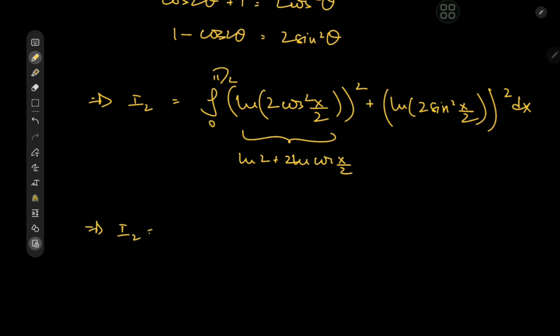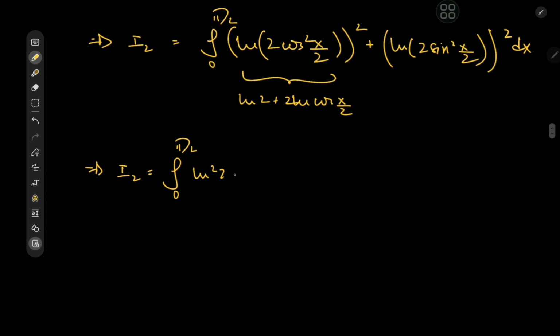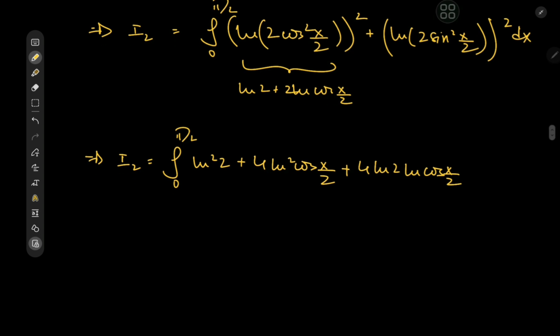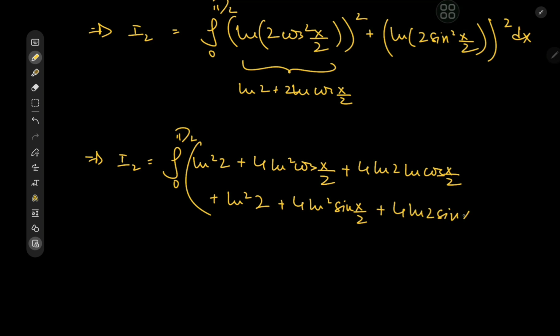And this means that I sub 2 equals the integral from 0 to pi by 2 of log square 2 plus 4 log square cosine x by 2 plus, it's going to be 4 times log 2 log cosine x by 2. And then we have a lot of other stuff. We in fact need another log square 2, then we need 4 log square sine of x by 2 plus 4 log 2 sine x by 2 integration with respect to x.